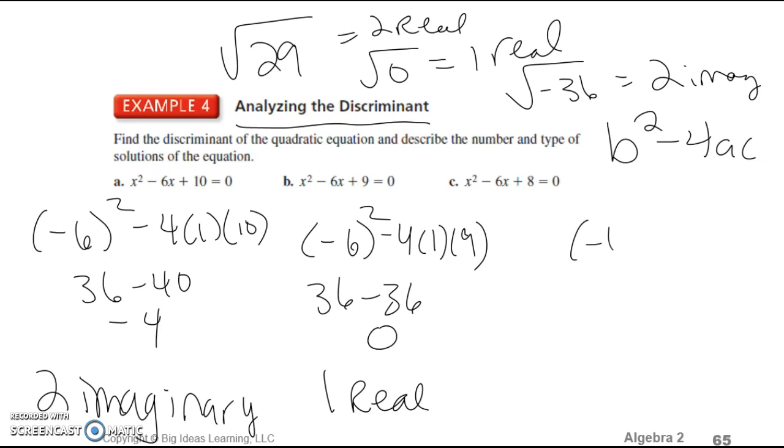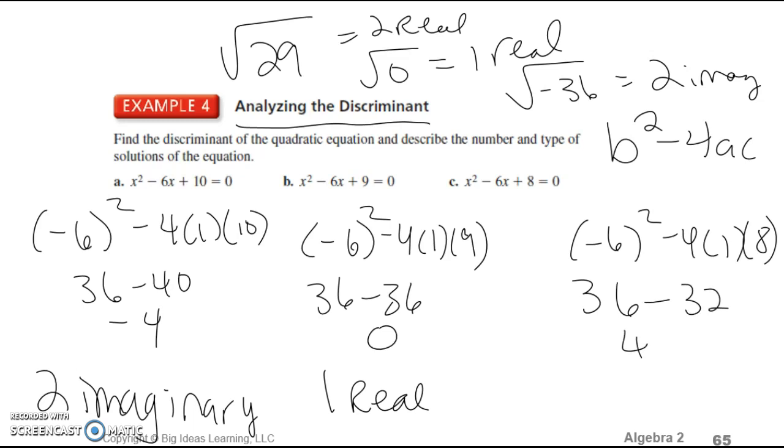In part 3, b squared minus 4 times a times c, what will our answer be, or our discriminant? We're going to get 36 minus 32, which is 4, 4 is positive, which means we're going to have 2 real solutions.